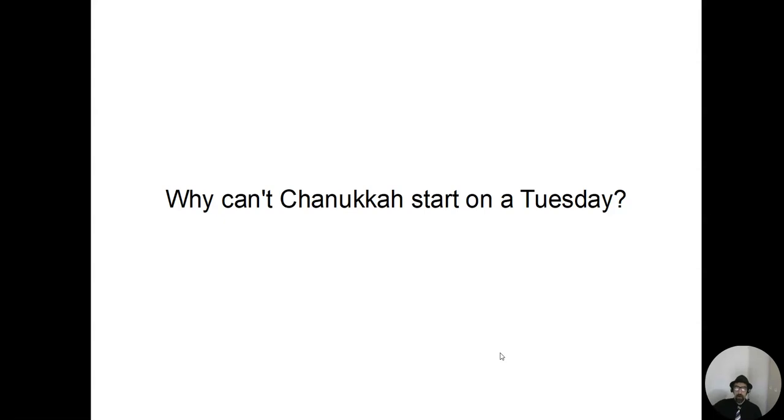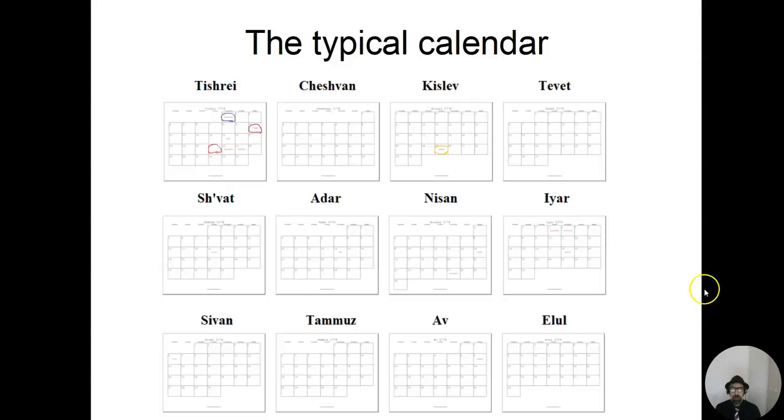Anyway, this still prompts the question, well, why can't Hanukkah start on a Tuesday? Right? It's a little unusual to have a calendar where certain events can't actually happen on certain days of the week. But let's take a look at a typical Jewish calendar. My apologies about the poor quality on here. It's surprisingly difficult to find a fully tabulated Jewish calendar that is not overlaid on top of a Gregorian calendar and actually segments everything by the Jewish months. And this was the best quality I could easily find.